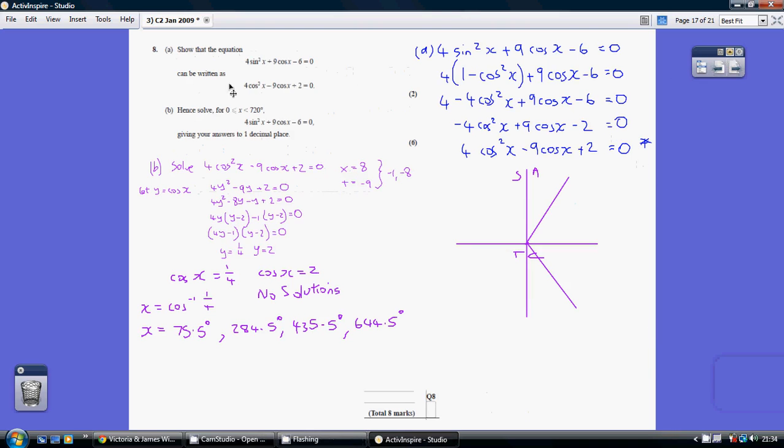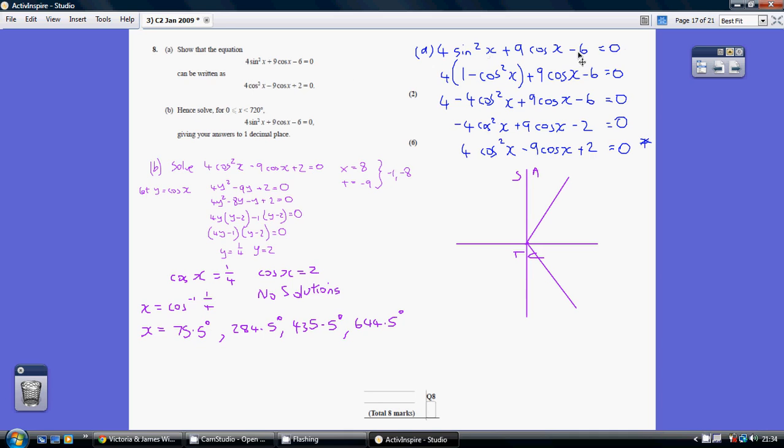Now for part A, remember there's only two trig equations you need to remember for C2. One is that sin over cos equals tan. The other one is that sin squared x plus cos squared x equals 1. And that's clearly what we're going to need to do to move from sin squared to cos squared.